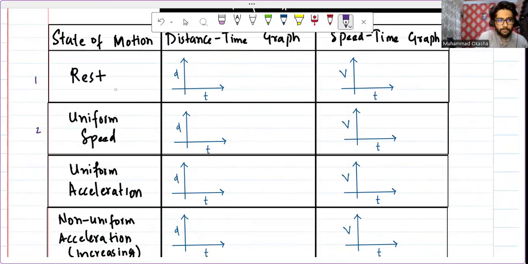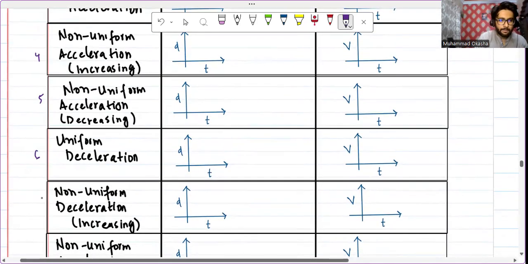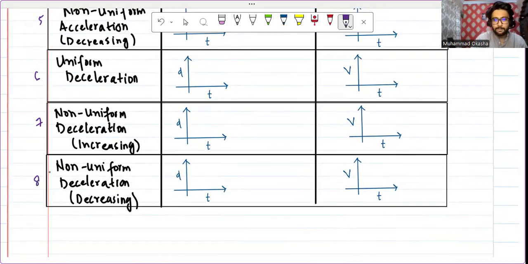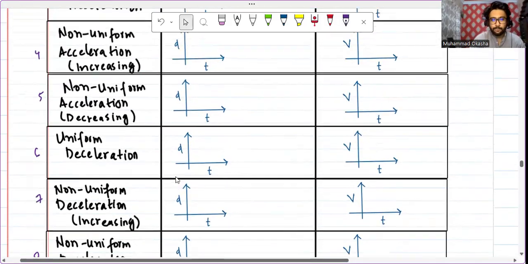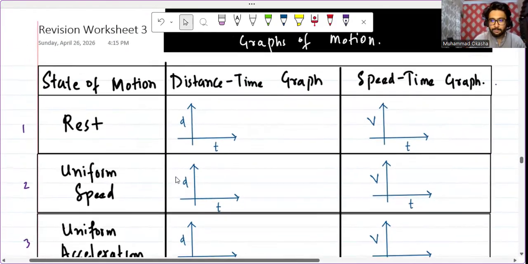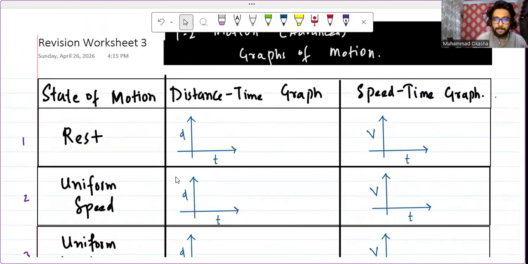I believe there are 16 altogether. 8 times 2 would be 16. There are 16 graphs altogether that you must know the shape of. If you know their shapes, you can tackle almost every graph of motion question.